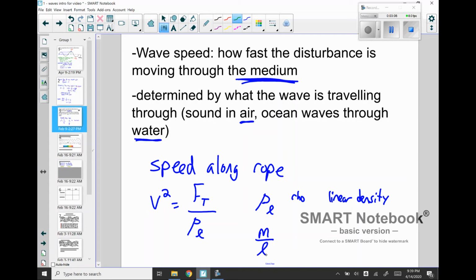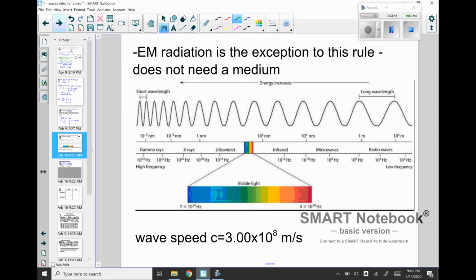Now there is an exception to this rule: how fast the disturbance is moving through the medium. And the big exception to this rule is electromagnetic radiation. EM radiation does not need a medium to travel through. This might sound familiar from looking at methods of heat transfer in Science 10: convection, conduction, and radiation. One was through a solid, one was through a liquid, or a fluid rather, and radiation does not need an intermediary. So light waves and electromagnetic waves of all kinds can travel through empty space without any intermediary.